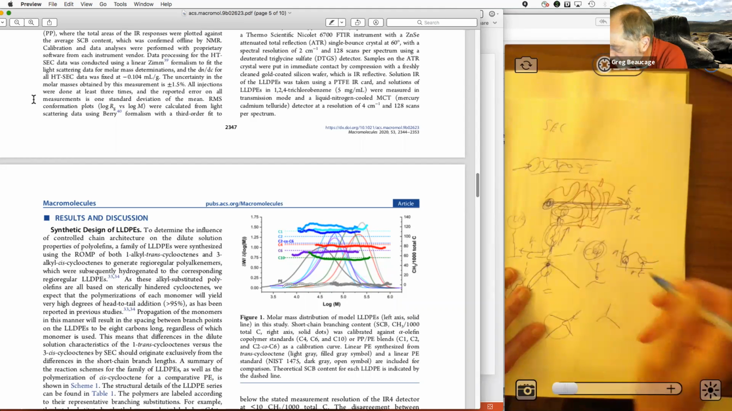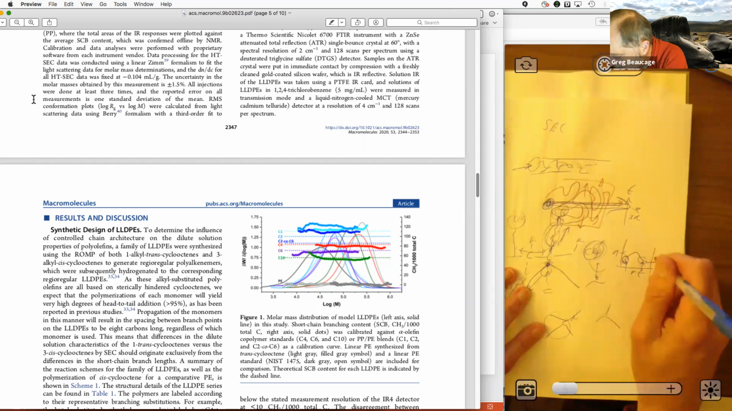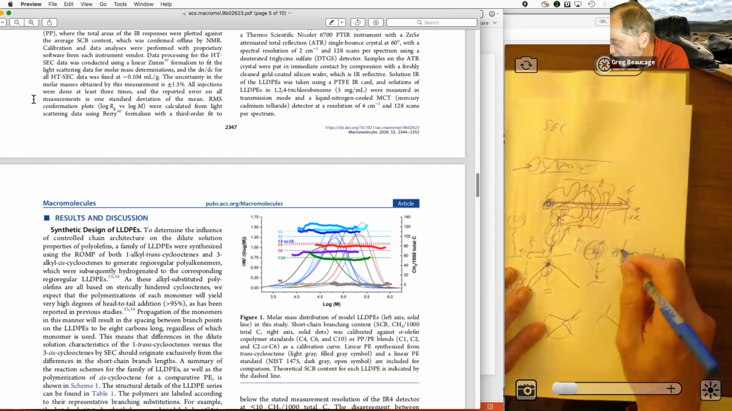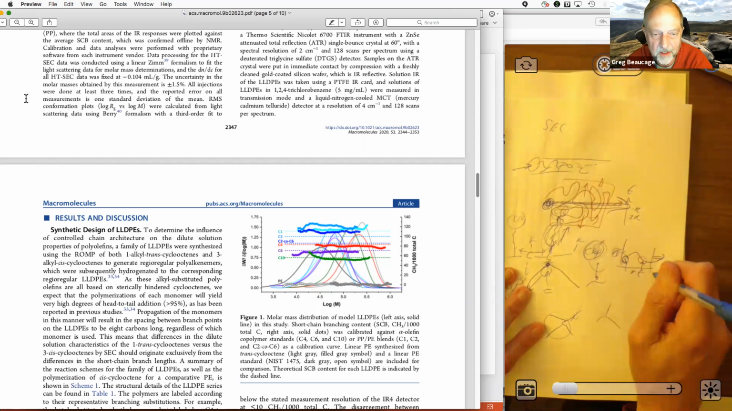Right, so you can take the stuff that comes out, it's in dilute solution once it comes out, and they can run that through different detectors. So they run it through an index to get the concentration. They can run it through IR, so they can get this.